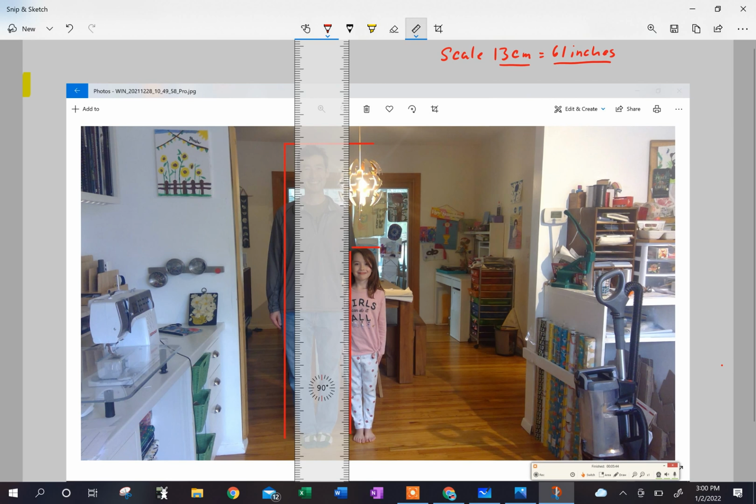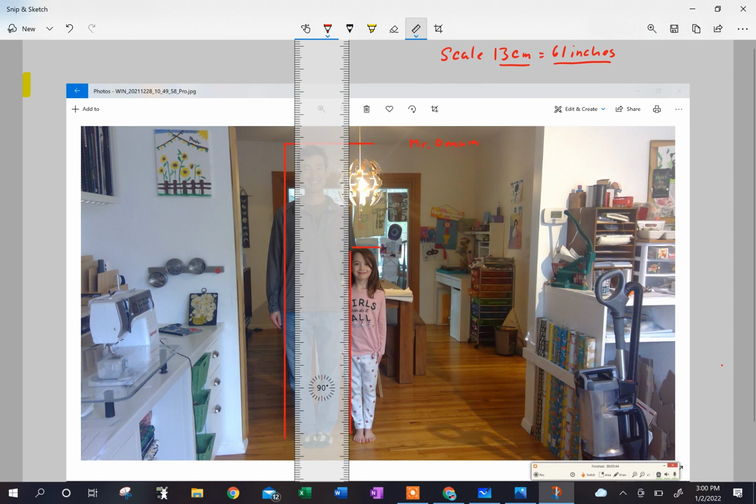So what I'm going to do is this. I'm going to make up a little table: Mr. Omura and kid. Mr. Omura is 13 centimeters in the picture, and that gives him a total height of 61 inches. His daughter is, oh gosh, I've already forgotten what it was. 1, 2, 3, 4, 5, 6, 7, 8. It looks like she's about 8.2 centimeters. And so I want to know how many inches she is.